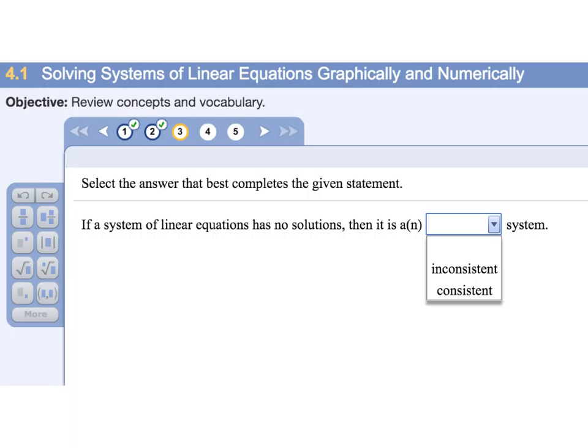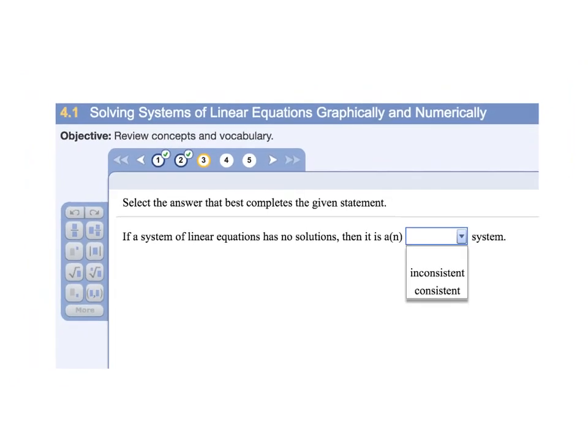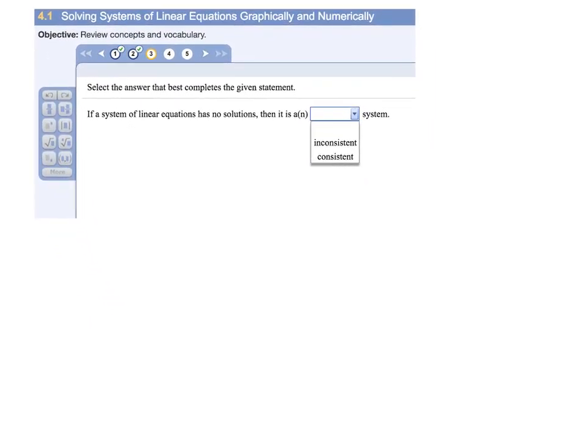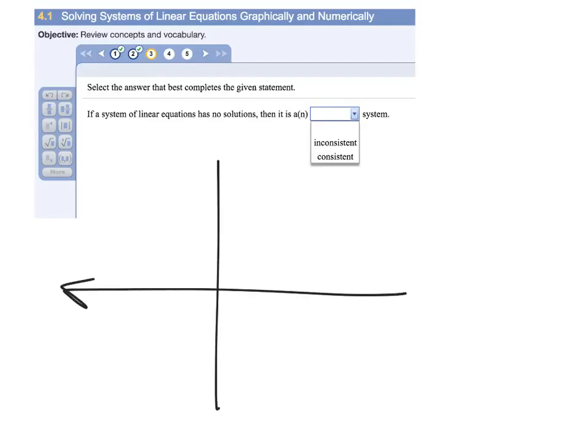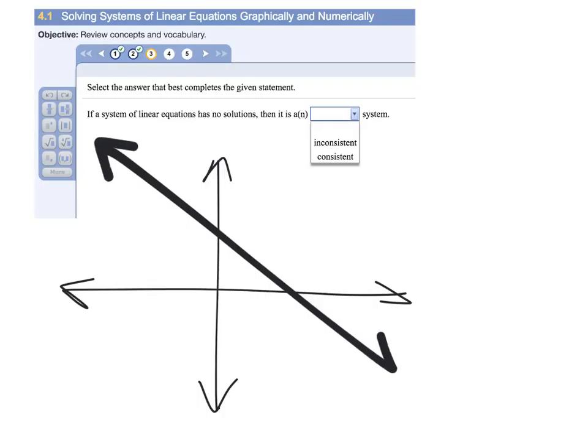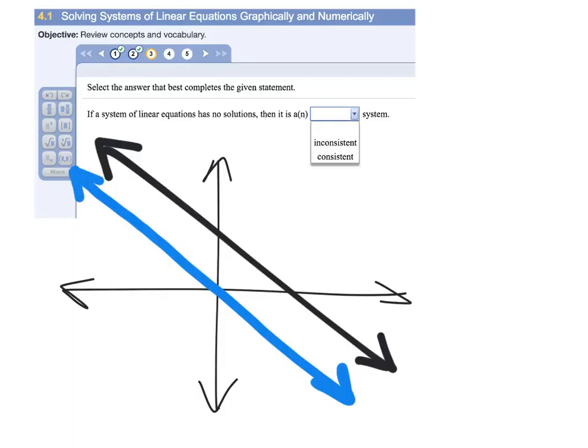Now here it says, if a system of linear equations has no solutions, then what? Well, first off, let's just remind ourselves. So if a system of linear equations, meaning you have two lines, all right? And let's make one line go this direction, and let's make the other line go in the exact same direction, totally parallel, all right? And the reason I'm doing that is because the directions say a system of linear equations has no solutions.